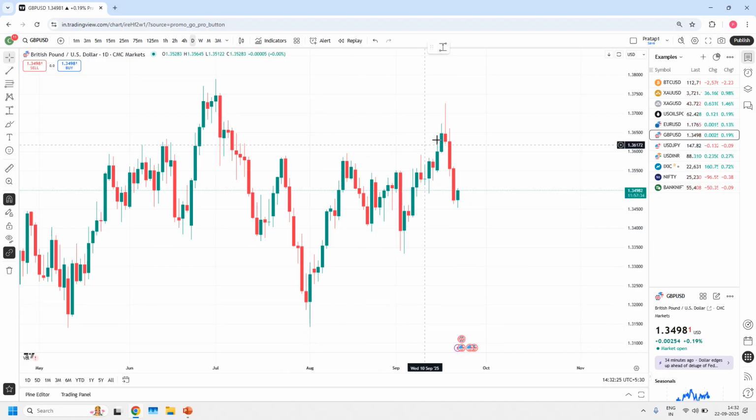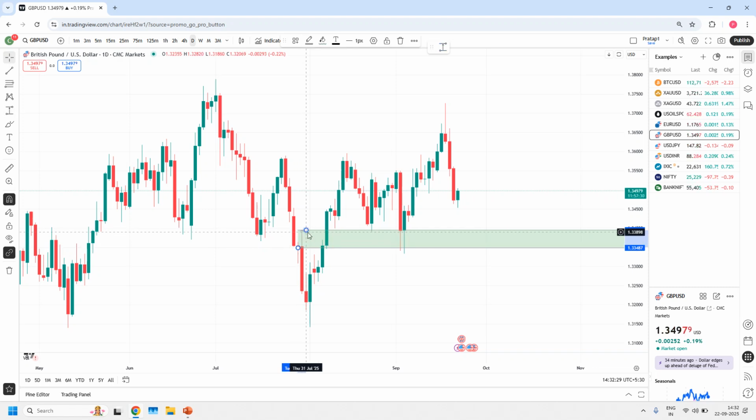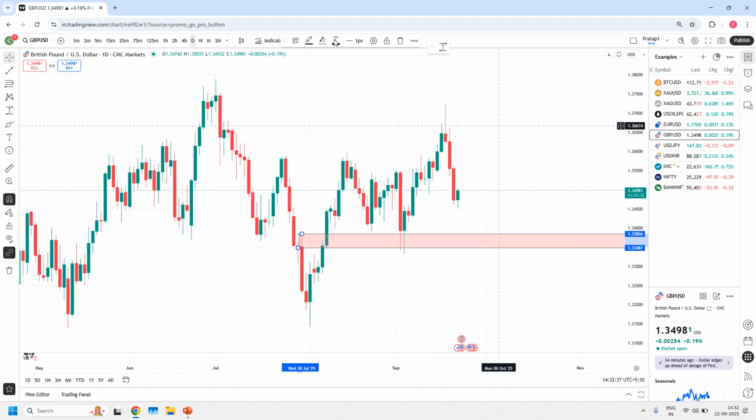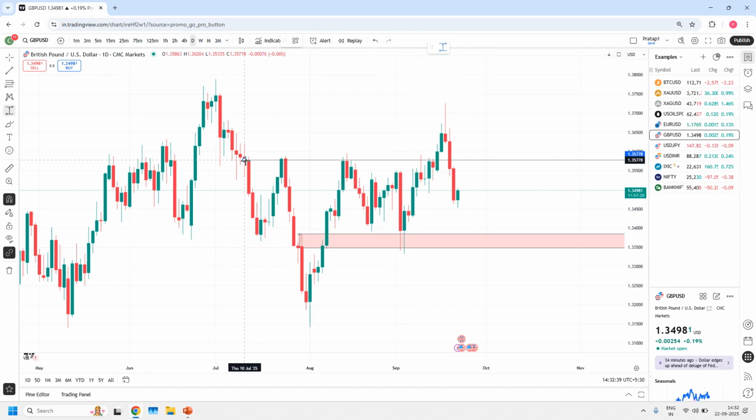But here what happened? Here we have a supply zone. Okay, any other supply zone? Here we have one more supply zone.